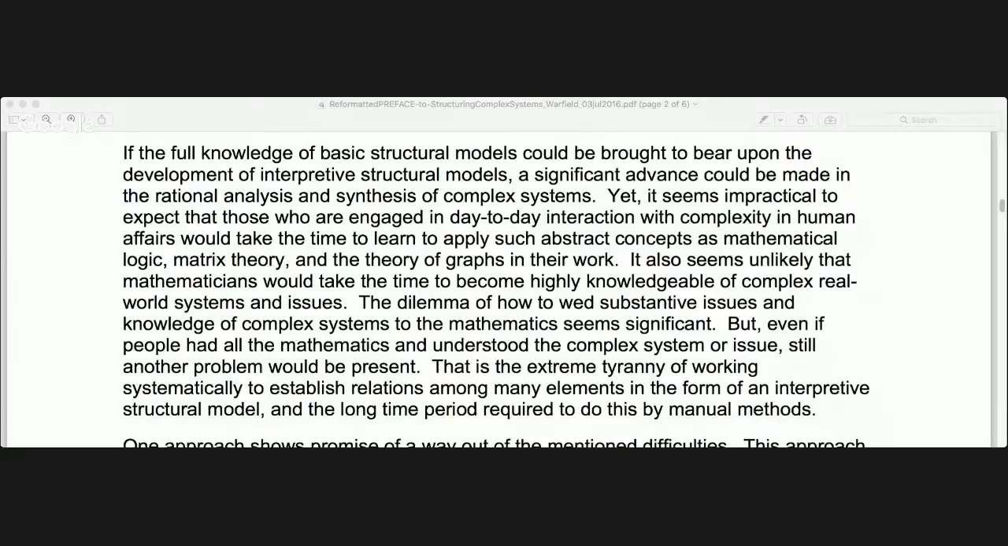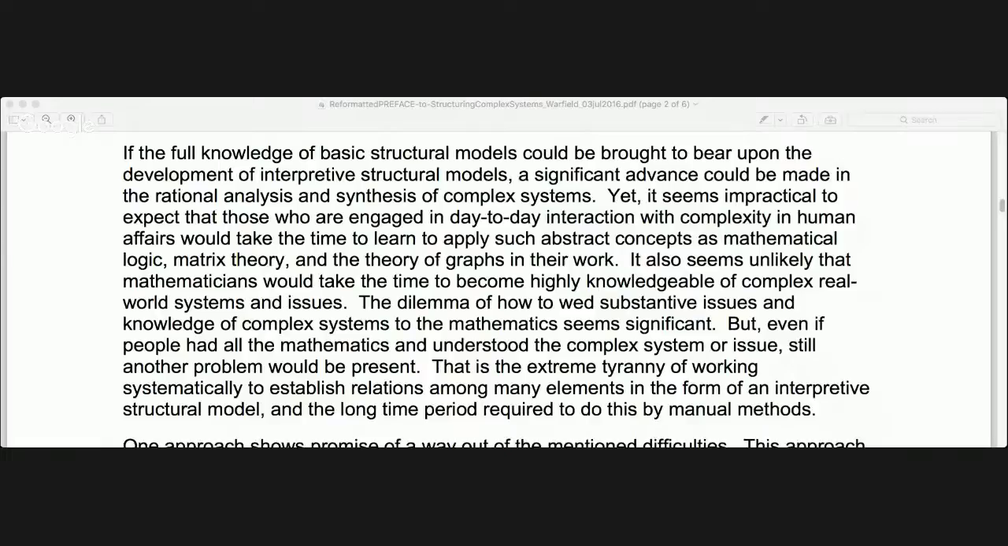And so I believe there have been some advances made in this area of applying these structural modeling techniques over the last 40 or so years. However, there has been great advance in our computing systems. And so the extreme tyranny of working systematically is going to be handed off to the computer. Essentially, we still have the same types of problems we had back in the late 60s and early 70s as far as dealing with large-scale complex systems.